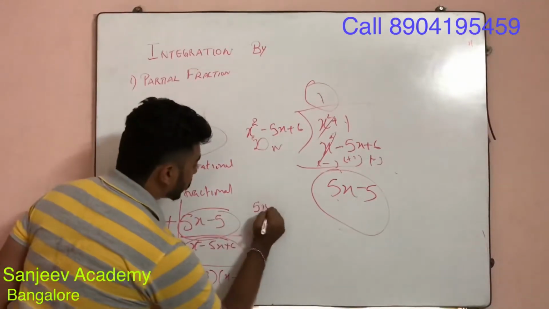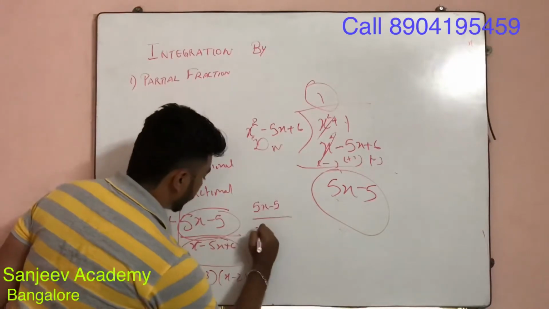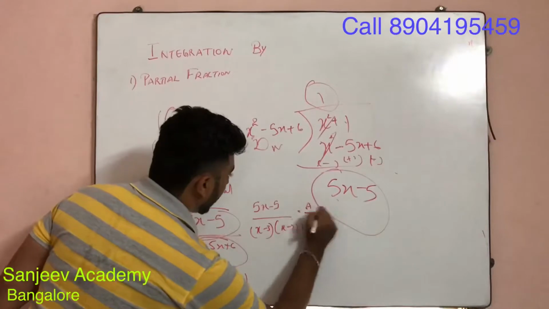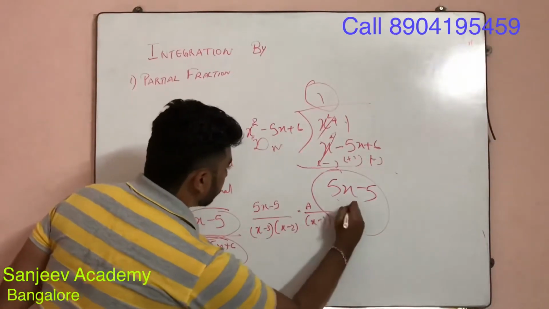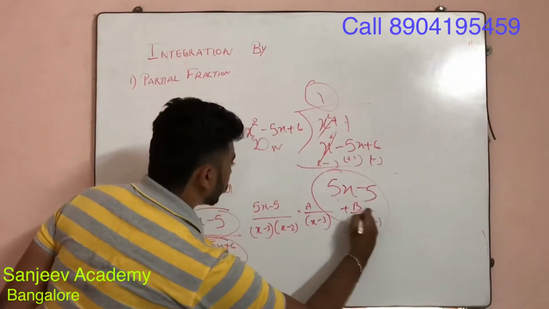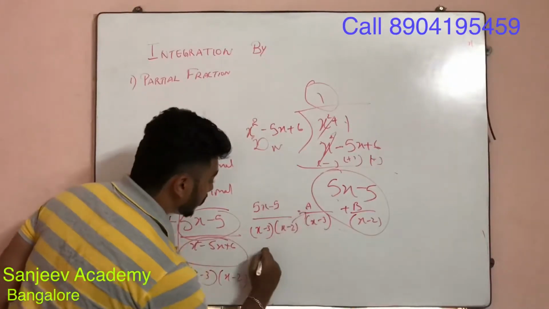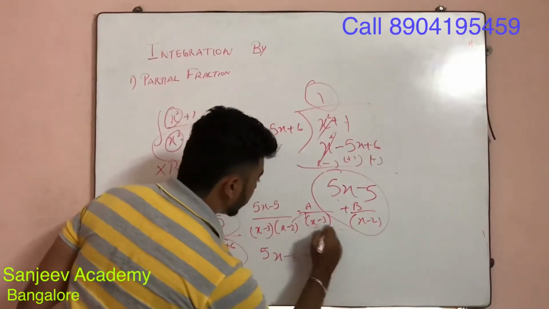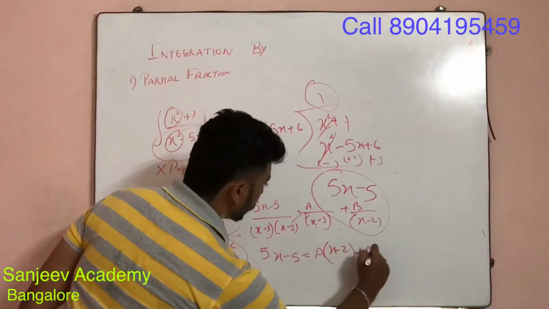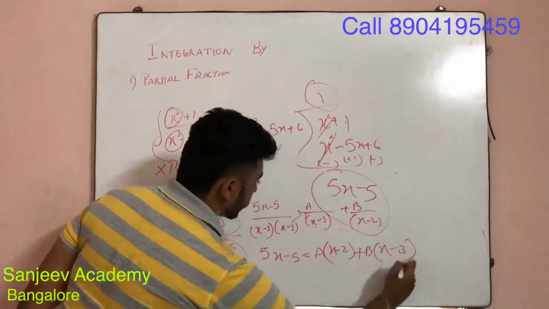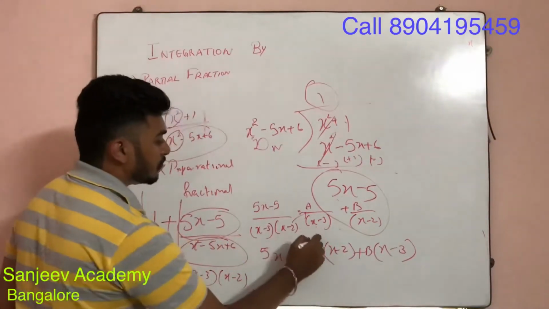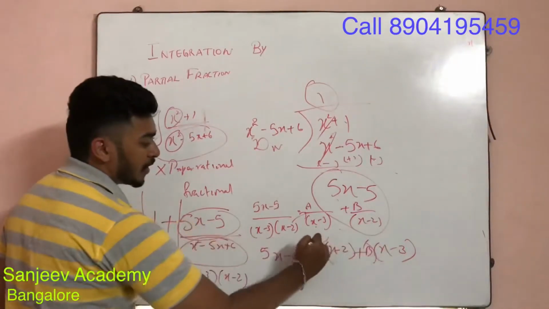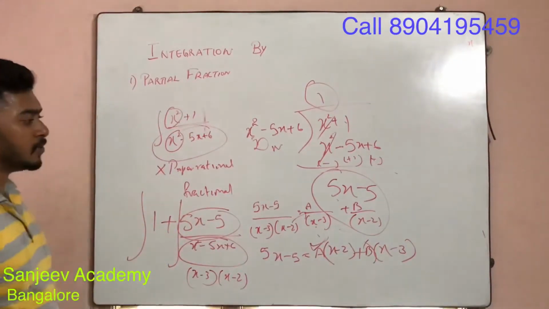So we take (5x minus 5) by (x minus 3)(x minus 2) equal to a by (x minus 3) plus b by (x minus 2). By cross multiplication, 5x minus 5 is equal to a into (x minus 2) plus b into (x minus 3). Put x equal to 2, we only get the b value. If x is equal to 3, we only get the a value. Then substitute and find the log.